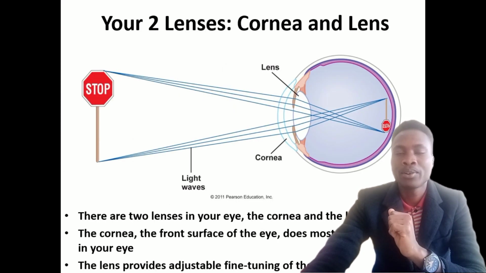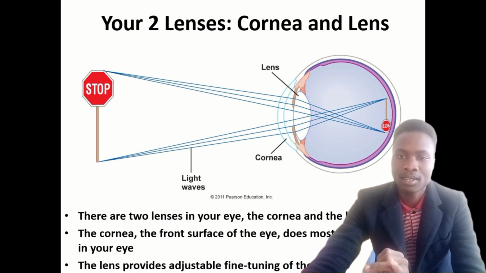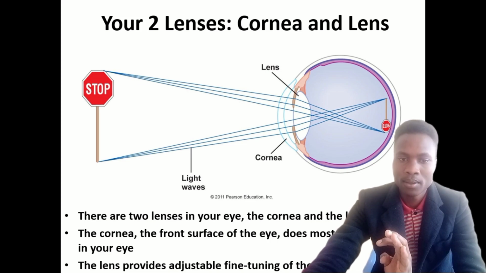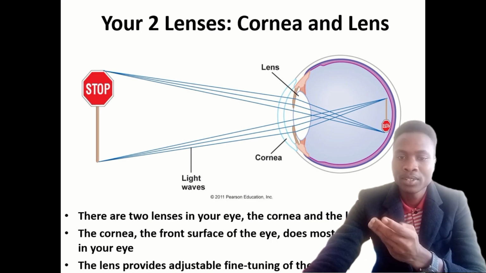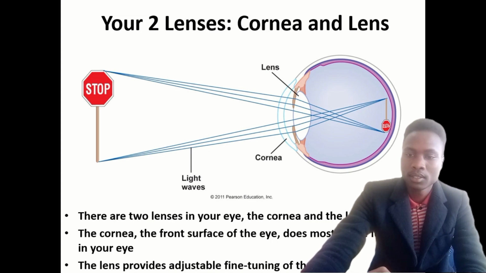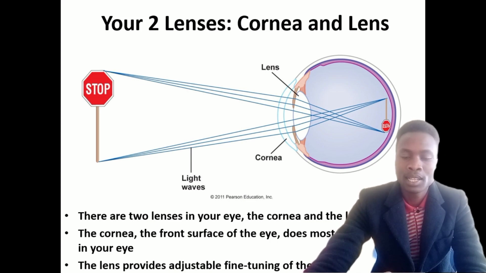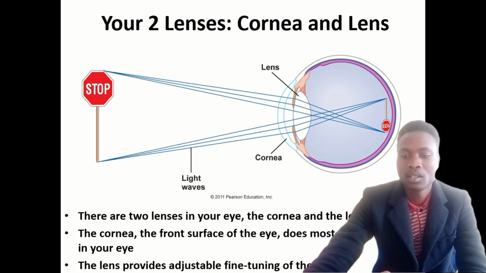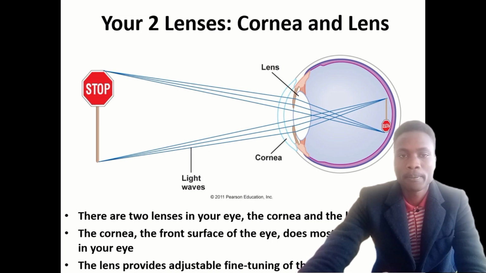We have two lenses, that is, the cornea and the lens. First of all, the cornea is the front surface of the eye. It does most of the focusing in your eye. The lens provides adjustable fine-tuning of the focus. That is the cornea.